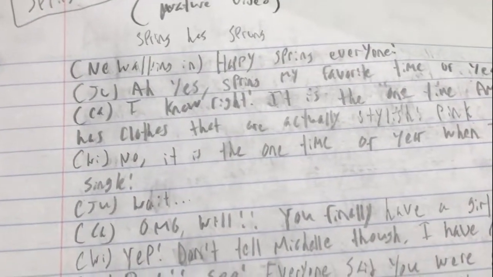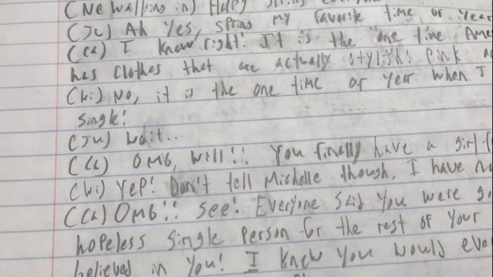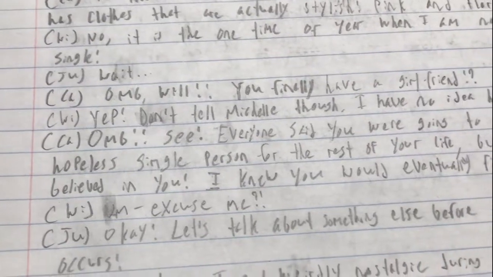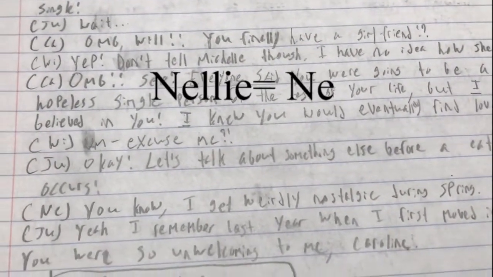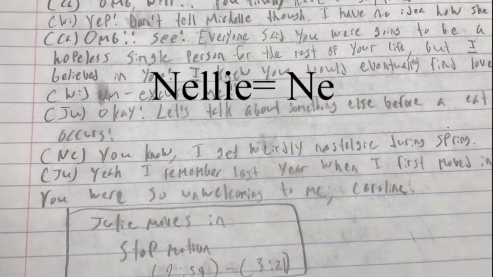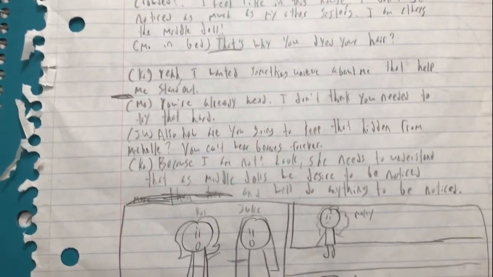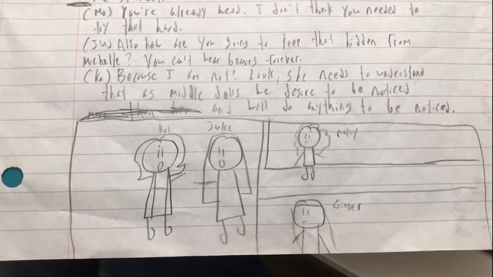So as you can probably tell, when I have the names of characters on the script, I usually abbreviate it to 2 or 3 letters. So for example, Nellie is N-E and Austin is A-U. Occasionally, if I'm feeling really ambitious, I'll make a little drawing or a storyboard.